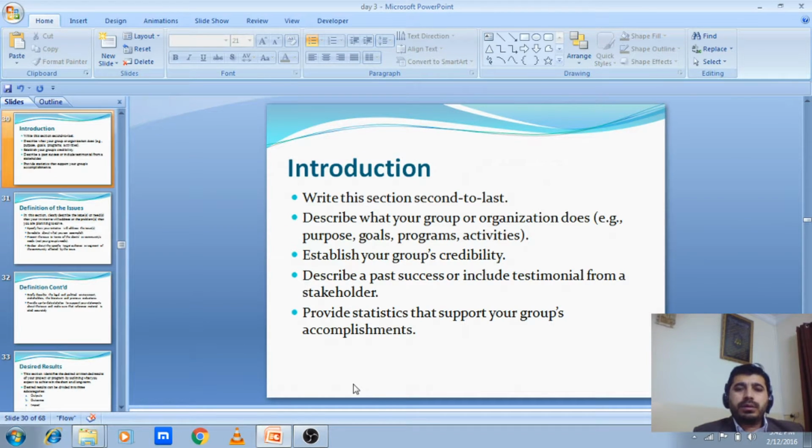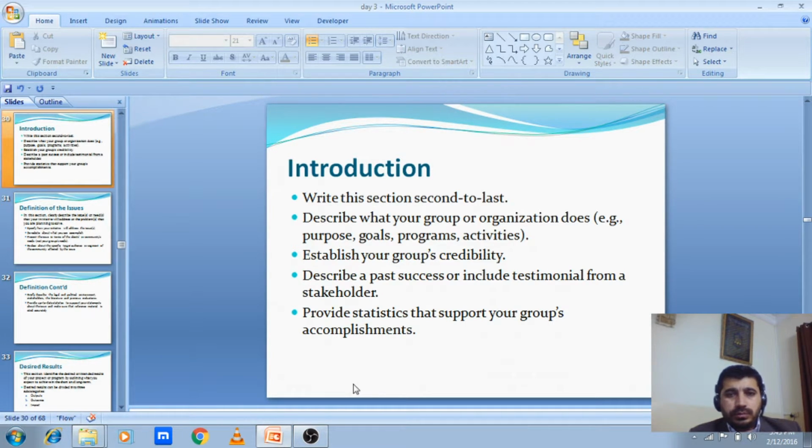Next up is the introduction part. Now this part should be written after all the other elements, just before the summary. So it's like the second last. When you complete all the other elements, you need to write the introduction, and then at the last you need to write the summary of your proposal. So this is basically second to last.